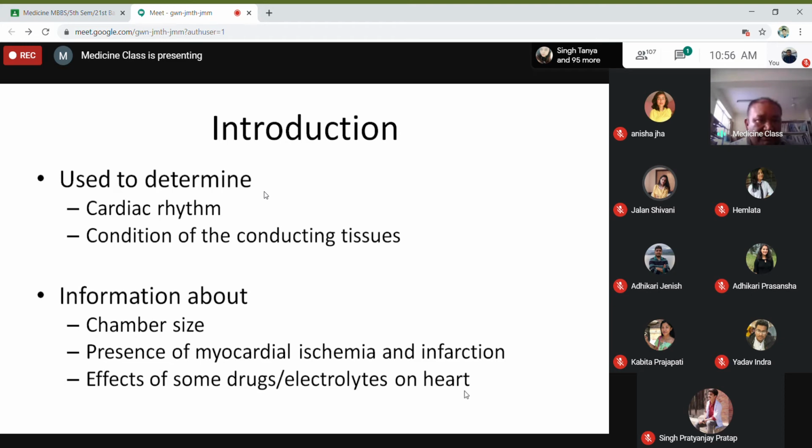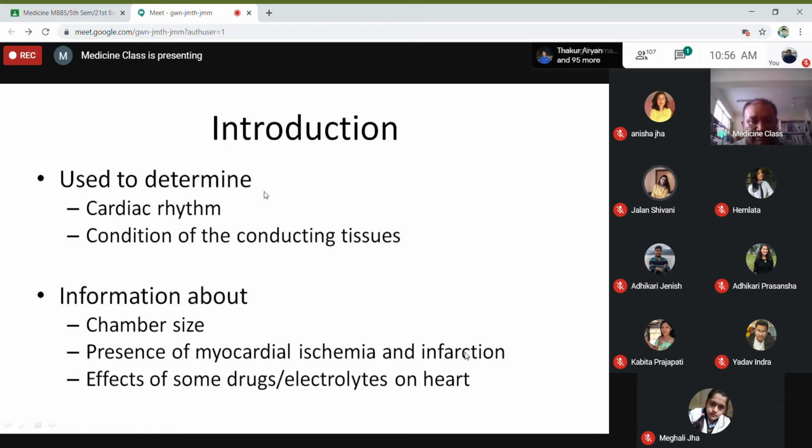Usually it is used to determine the cardiac rhythms and the condition of the conducting tissues, but we also get information on chamber size, like whether there is right ventricular hypertrophy or not, left ventricular hypertrophy or not. Is there any enlargement in the size of the atrium? We can get some information on these also, and whether there is myocardial ischemia and infarction.